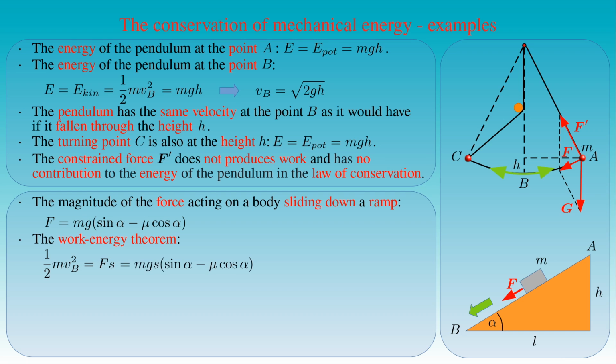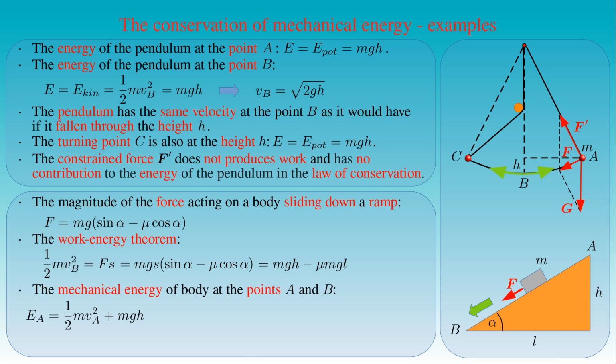If we apply the trigonometric relations describing the geometry of the ramp, we obtain m times g times the height h of the ramp, minus mu times m times g times the horizontal length L of the ramp. The mechanical energy of the body at the point A is given by 1 over 2 times the mass m times the square of the velocity v of the body at the point A, plus m times g times the height h of the point A measured from the level of the point B.